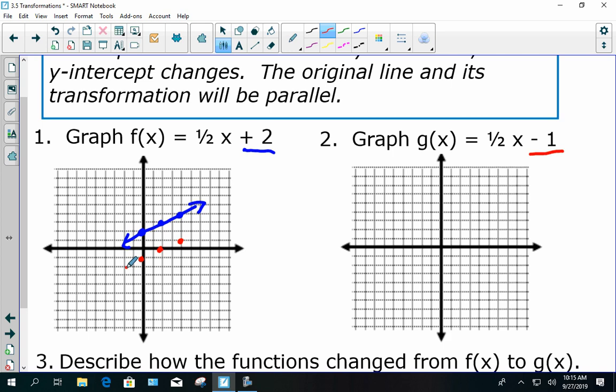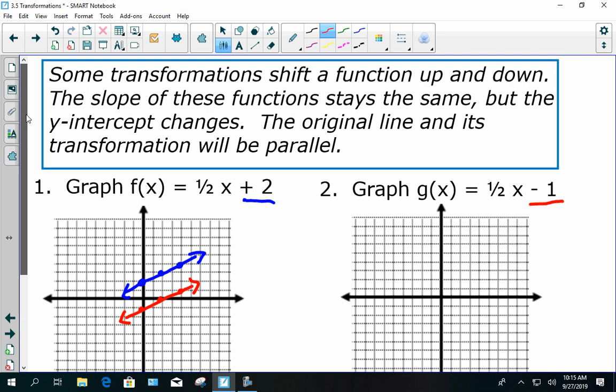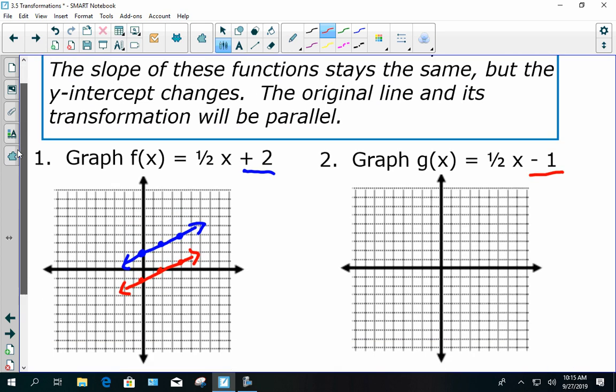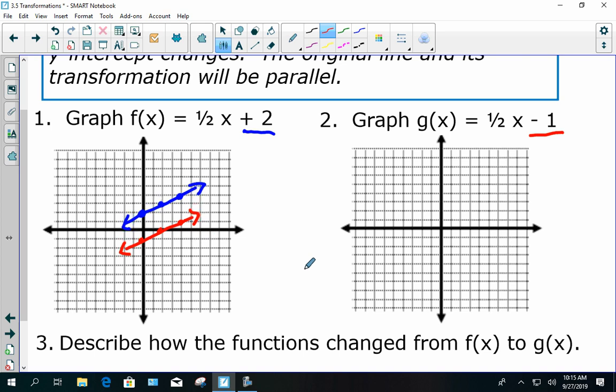Now, the slopes are exactly the same. It's just the y-intercepts that have been changed. That makes these lines parallel. Parallel lines are like railroad tracks. They'll never cross. So describe how the functions changed from f of x to g of x.